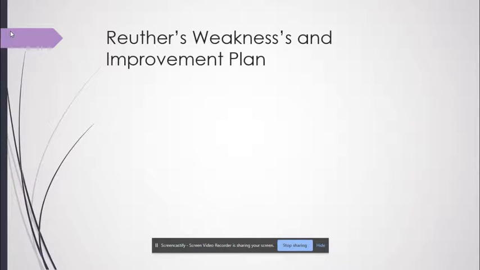Reuther's weaknesses and improvement plan. Reuther does a really good job of getting our students to graduate. However, we don't really follow up with our students after they graduate. To help with this, Gateway has the Gateway Promise program, and this past year, 21 of our students got accepted into the Gateway Promise program.